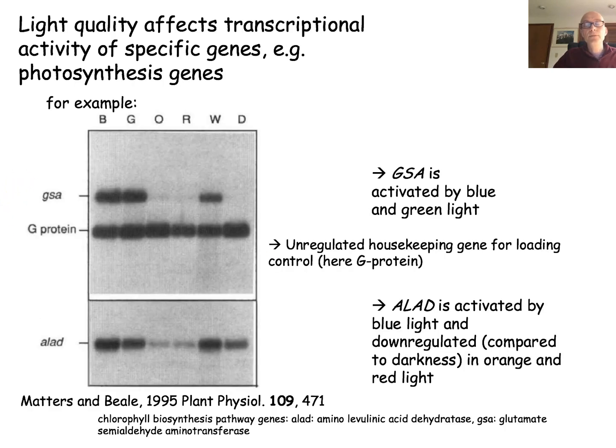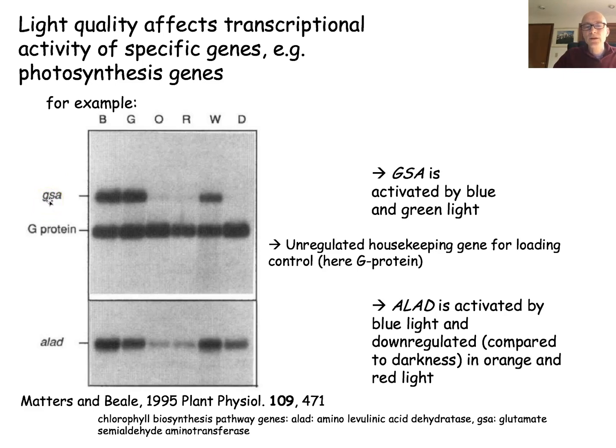Now let's look at some genes using the northern blotting technique to see how specific light quality affects the transcriptional activity of certain genes. So in this example, we have some genes that are expressed under certain light conditions. This is a northern blot gel. In each of these lanes, an extract was loaded of plants that were grown either in blue light, green light, orange light, red light, white light, meaning it had all the light, or in darkness.